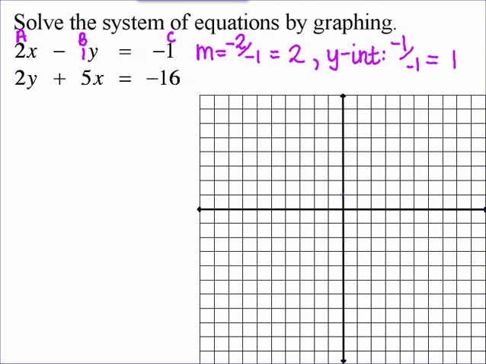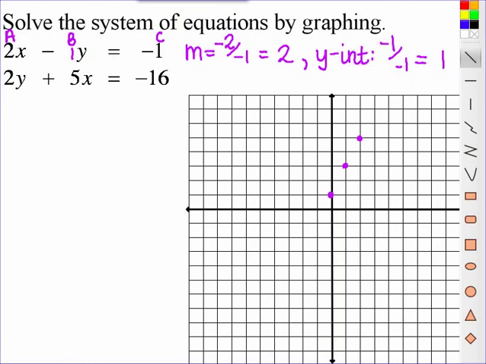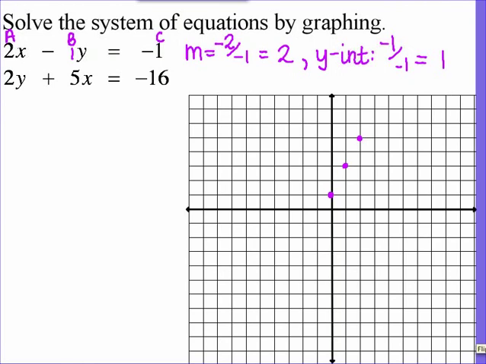So I'm going to come down here and put a dot at 1. The slope of 2 means you do what from this point? Up 2 over 1. Next, I'm going to draw a line through those points. So there you go.